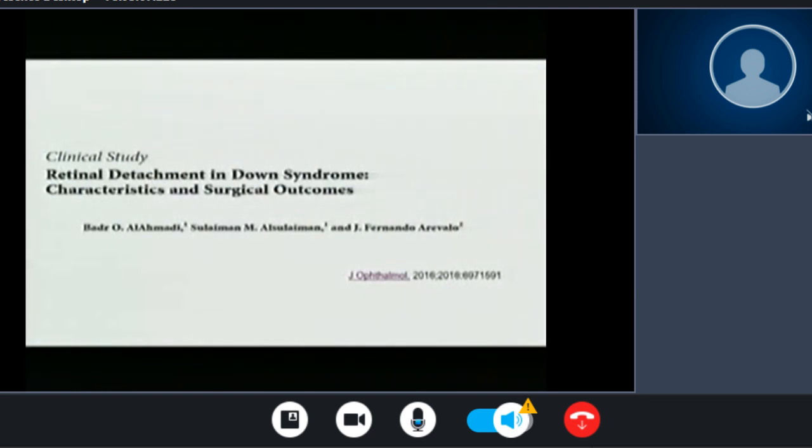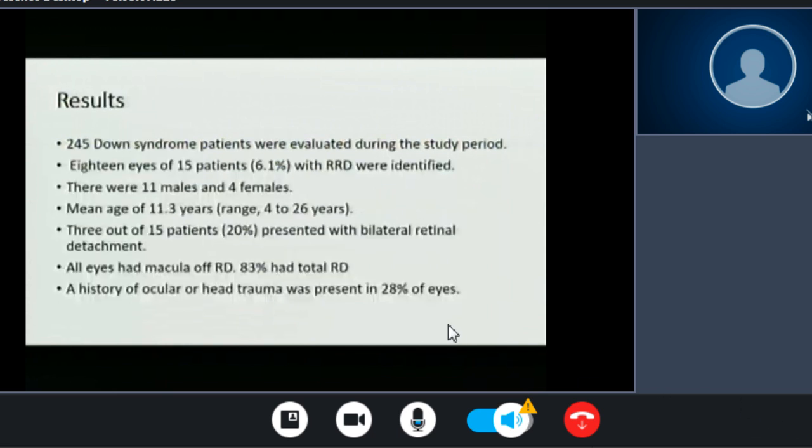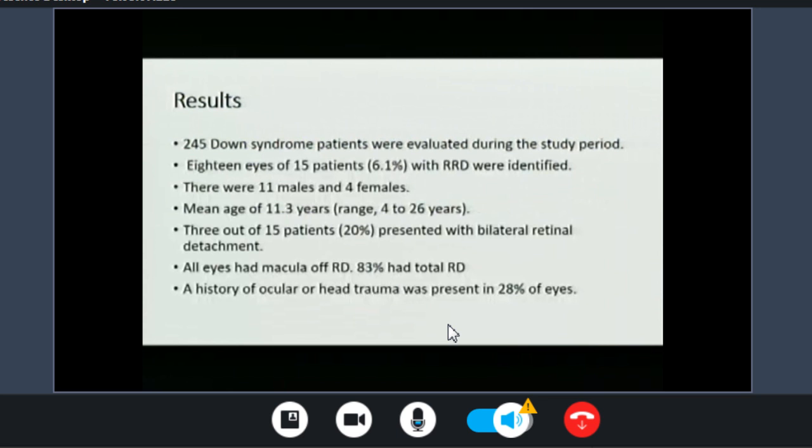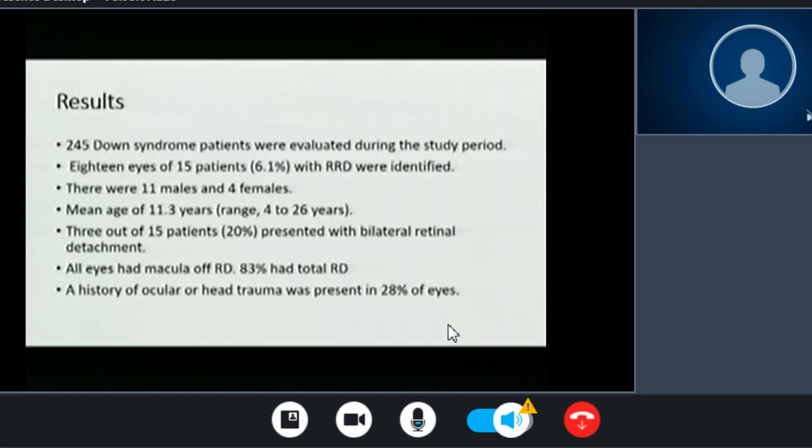So we did a study, we looked at our patients here in KKESH. It was a retrospective chart review of patients with Down syndrome and retinal detachment from 1995 to 2014. We had a total of 245 patients with Down syndrome, and 18 eyes of 15 patients, 6.1%, had retinal detachment. 11 were males and 4 females. The mean age was 11 years at presentation, and this is important because of the point that I'll highlight later.